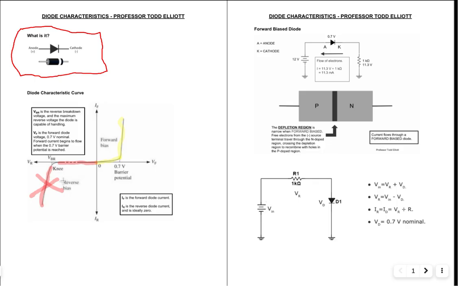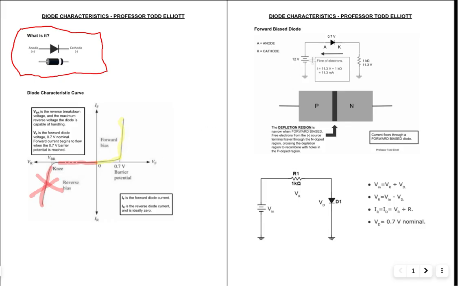Now in other videos, I have discussions on the Zener diode. The Zener diode is constructed to live or be biased in the reverse breakdown region, but that's a Zener diode. It's a different device.